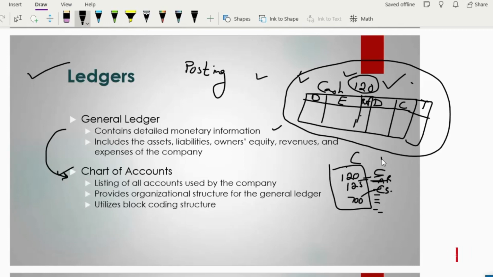So basically this chart of account is, you can say, the document which provides the structure for these general ledgers. Also in chart of account we utilize the concept of block coding structure that I'll be explaining to you in a while, but do remember that it is relevant to the chart of account. Let's move on towards what is a trial balance.